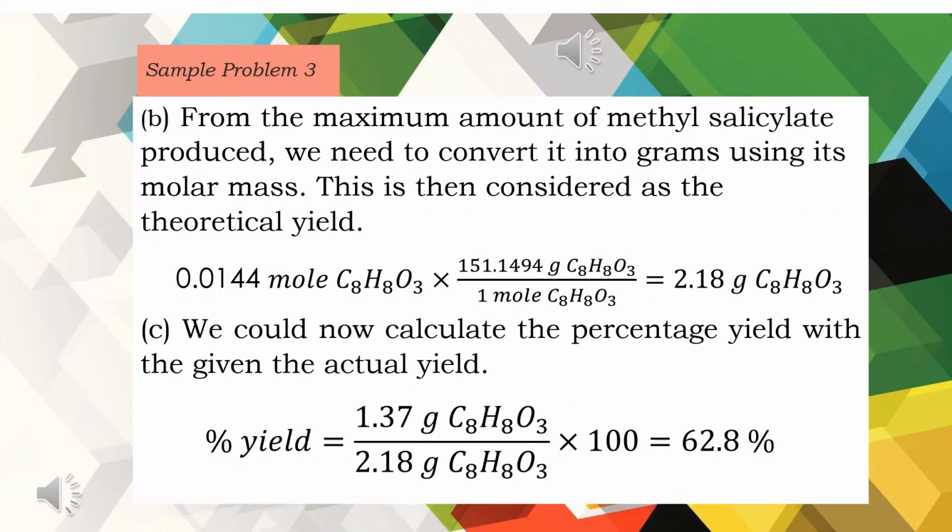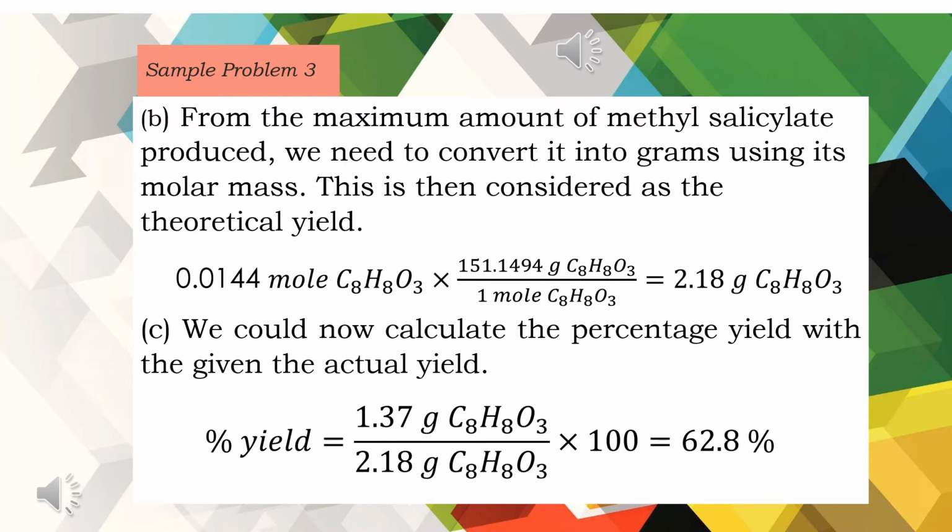Next, from the maximum amount of methyl salicylate produced, we need to convert it into grams using its molar mass. This is then considered as the theoretical yield. So 0.0144 mole of methyl salicylate multiplied by its molar mass will give you 2.18 grams of methyl salicylate.